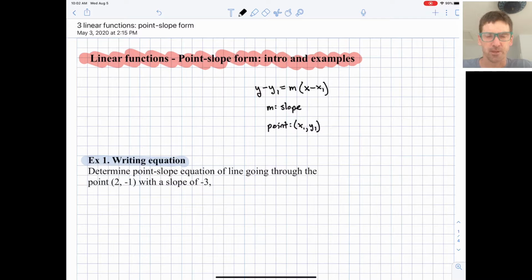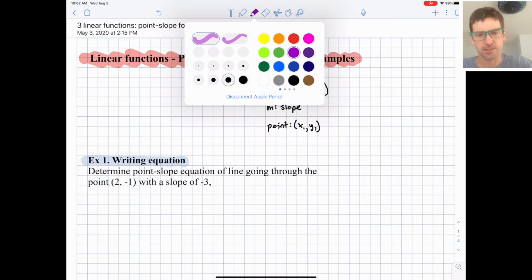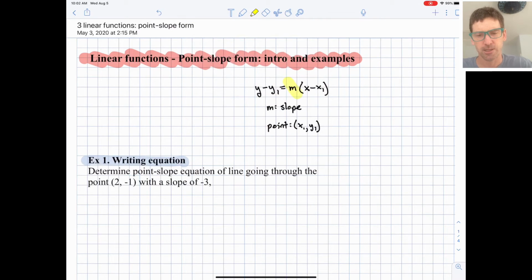So the m value in point-slope form is the same as the slope in slope-intercept form, but the numbers that you'll end up getting in point-slope form are some random point on the line somewhere, not necessarily the y-intercept. Okay, so that sometimes makes it a little bit harder.